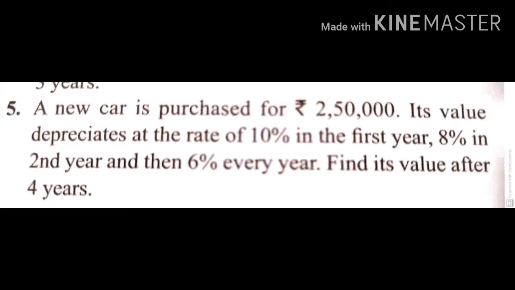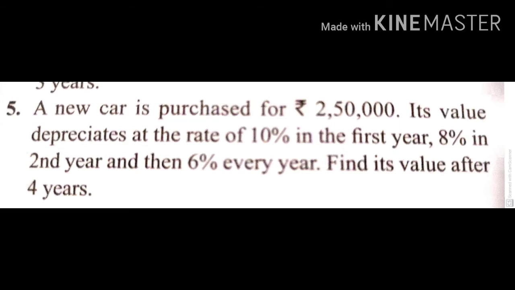The value of the car is 2,50,000 and they have given successive rates of depreciation. Depreciation means subtraction. Then 10% in the first year, 8% in the second year, and then 6% every year, meaning the third year and fourth year will be 6% depreciation.